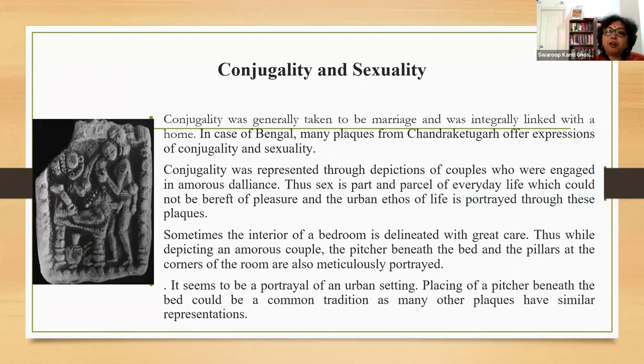So in the case of Bengal, many terracotta plaques from Chandraketugarh offer this kind of conjugality, which is of course entwined with sexuality. There were depictions of couples in amorous dalliance, and sex is of course a very important part of daily life. The pleasure and the urban ethos of life is portrayed through these plaques. Sometimes here you can see the interior of the bedroom is shown.